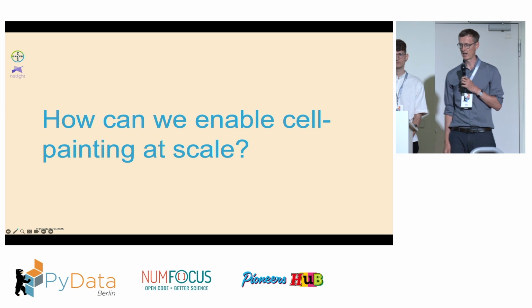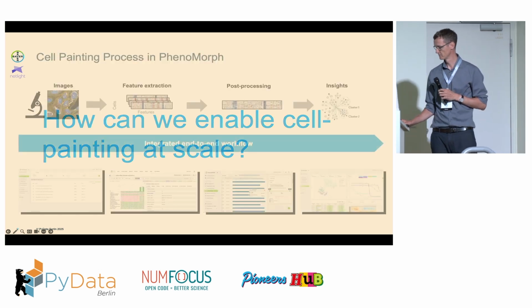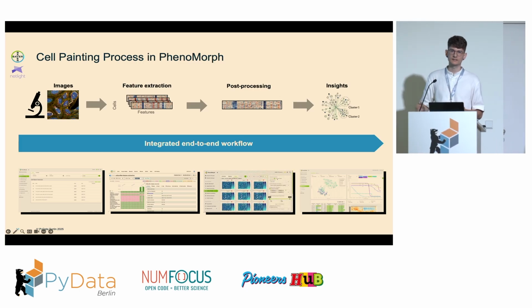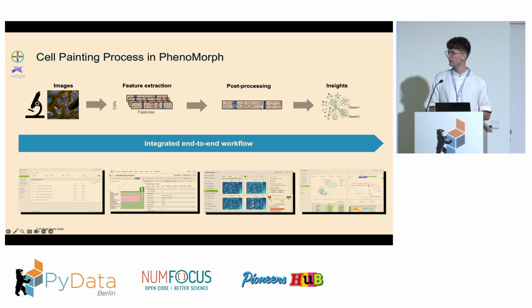So we were wondering, how can we actually scale cell painting at Bayer? I mentioned the 10-year timeline. You can imagine that making these cycles shorter can generate a lot of value in the long term. And so we asked ourselves, how can we bring that long, manual, tedious process into an integrated end-to-end workflow? And this is how our application, Phenomorph, was born. That's what Matthias and I have been working on together since March last year, and we're going to guide you through the different steps.